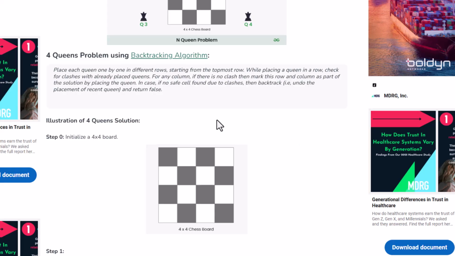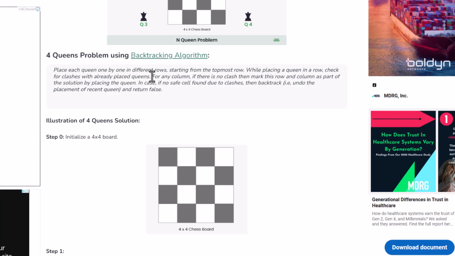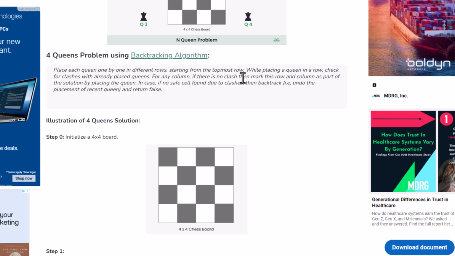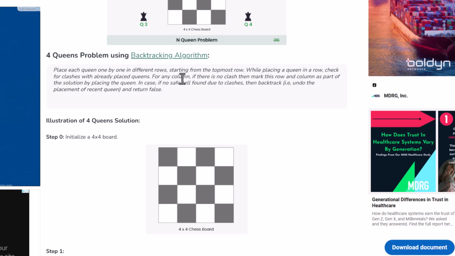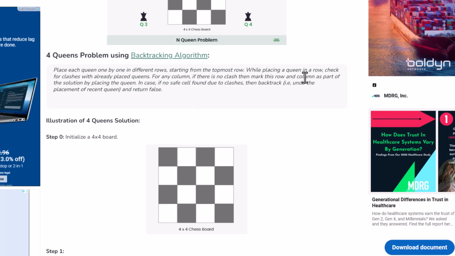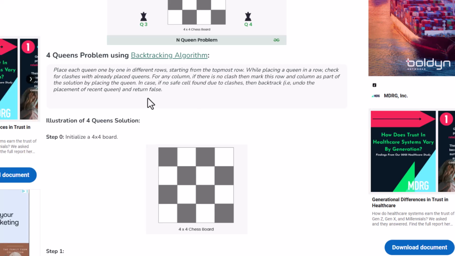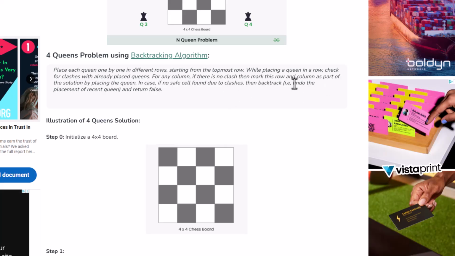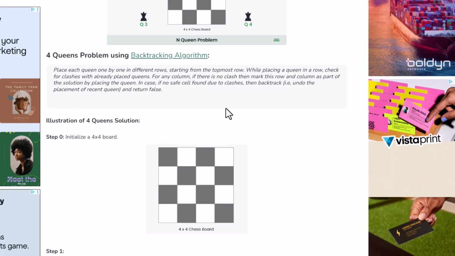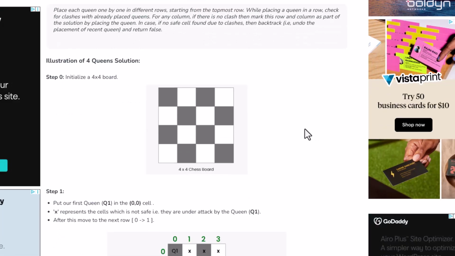All right, so we place each queen one by one in different rows, starting with the topmost row. While placing a queen in a row, you check for clashes with already placed queens. For any column, if there is no clash, then mark that row and column as part of the solution. In case no safe cell is found due to clashes, then backtrack. In other words, undo the placement of the recent queen and return false.